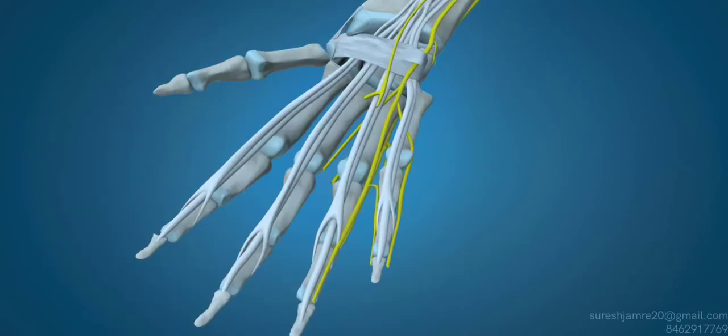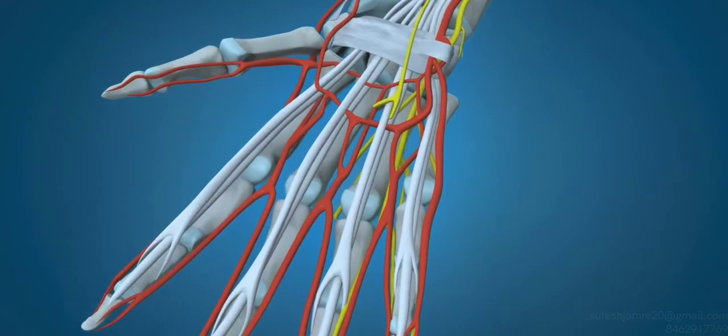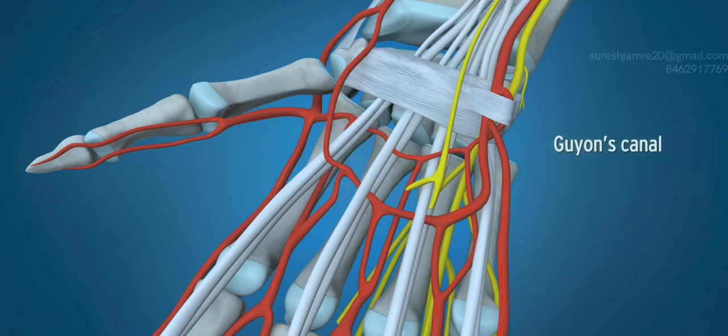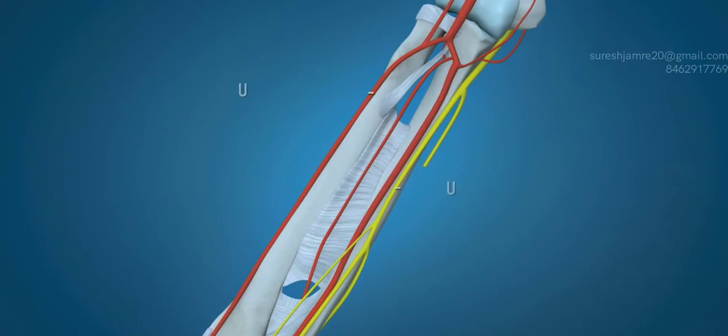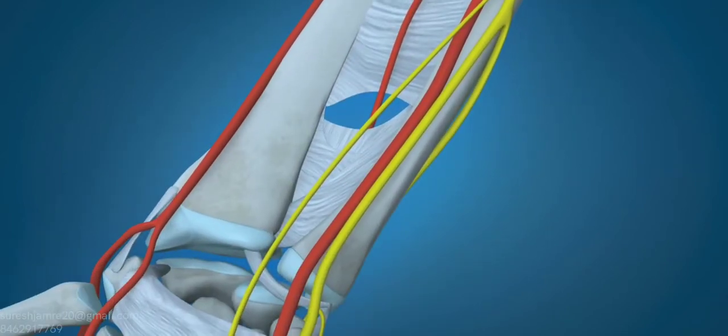It passes superficial to the flexor retinaculum along with ulnar artery where it is covered by superficial slip of flexor retinaculum known as volar carpal ligament. The canal formed here is known as Guyon's canal, which is present lateral to the pisiform bone. Ulnar nerve and artery are separated in the upper third but course together in the lower 2/3.